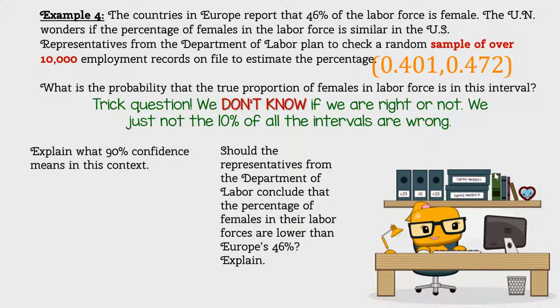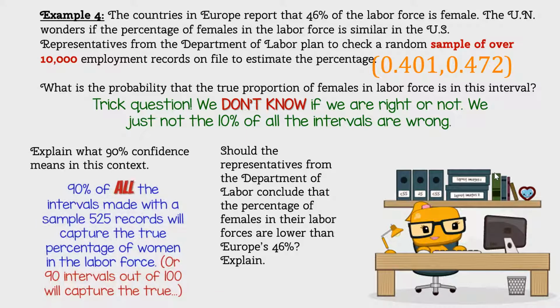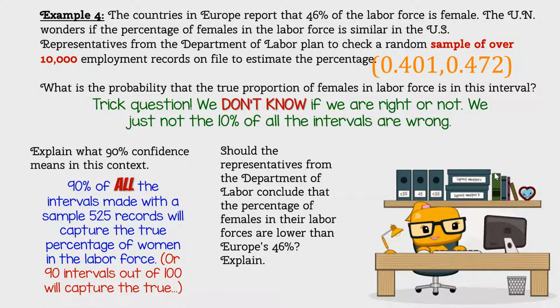So when they say, well, what does the 90% actually mean? That means that 90% of all of the intervals made with a sample with that same size will capture the true percentage of women in the labor force. You can even say 90 intervals out of 100 will capture. Think of it again like horseshoes. Not all the horseshoes are going to aim at the stake, but maybe 95% of them will. That's what it deals with. It's talking about all the possible intervals.